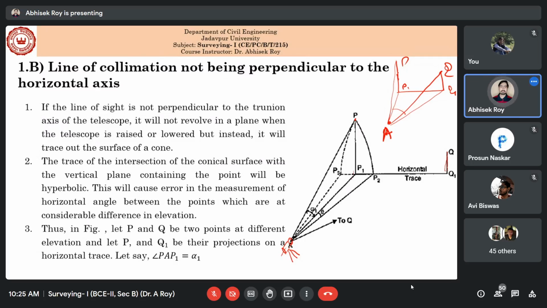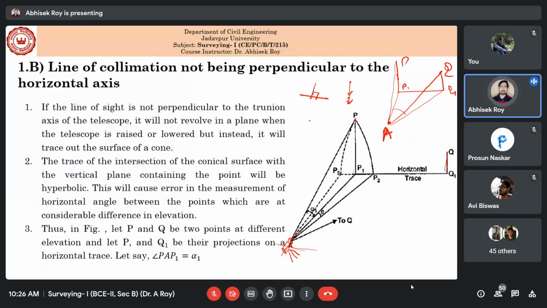Now what will be the problem if the line of collimation is not perpendicular to the horizontal axis? Whenever I am measuring, my horizontal axis is passing through this one and line of collimation is this one. So line of collimation and horizontal axis should be 90 degree. But if this is not 90 degree, if this is 89 degree, or say 90 degree something second or minute, whenever after bisecting you are going down, it will not follow a straight line or path of a perpendicular to a plane.